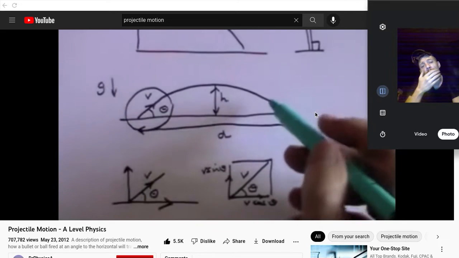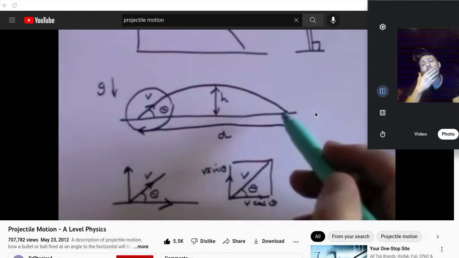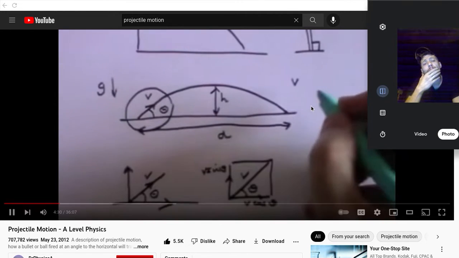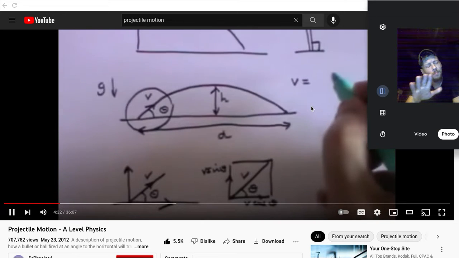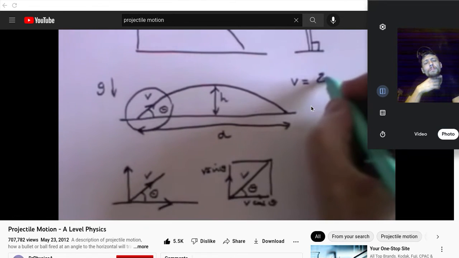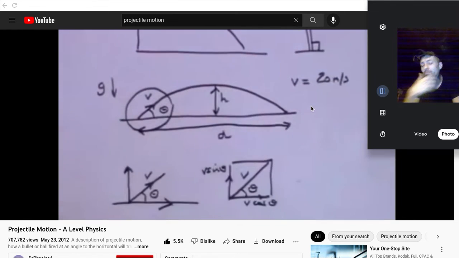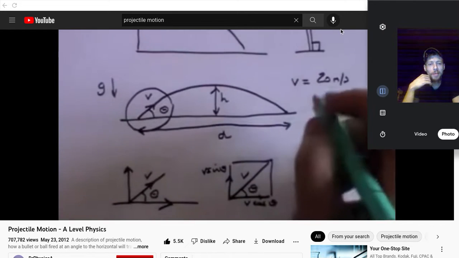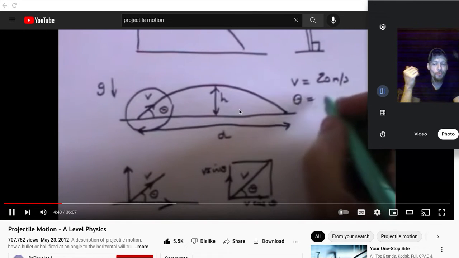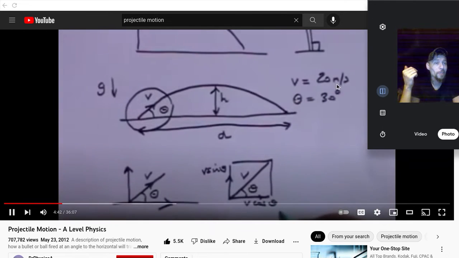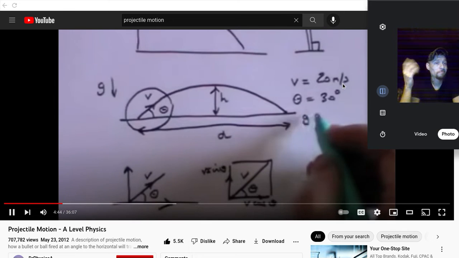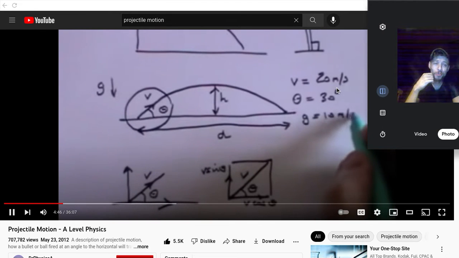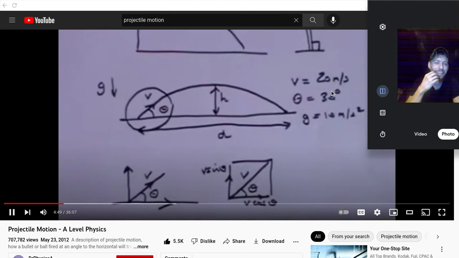Let's take this situation here, and we will assume that V, that's the initial velocity of the ball or the bullet, whatever it is, is 20 meters per second. We will assume that theta is 30 degrees. And we will assume that G is 10 meters per second squared. It's usually 9.81. But let's keep the math simple and again, call it 10.